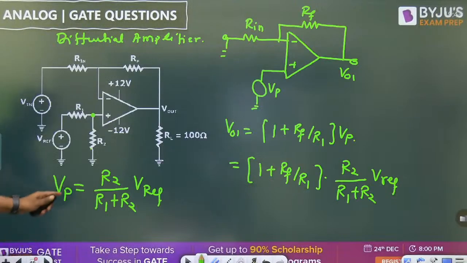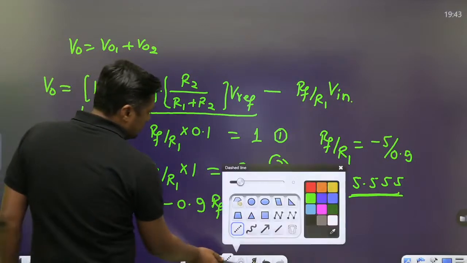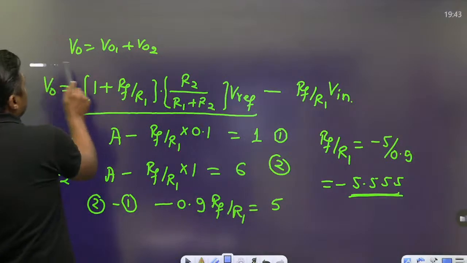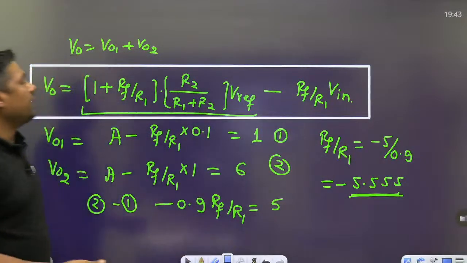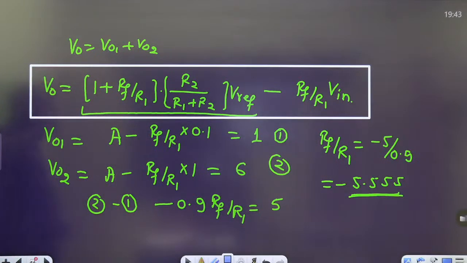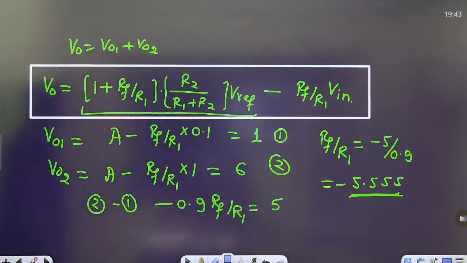Please, new students, please write this formula 5 to 6 times. Don't try to mug up. We are applying the superposition theorem and then write this formula 5 to 6 times. You will get the command over this. Okay. This is the positive terminal voltage. That is the negative terminal voltage.